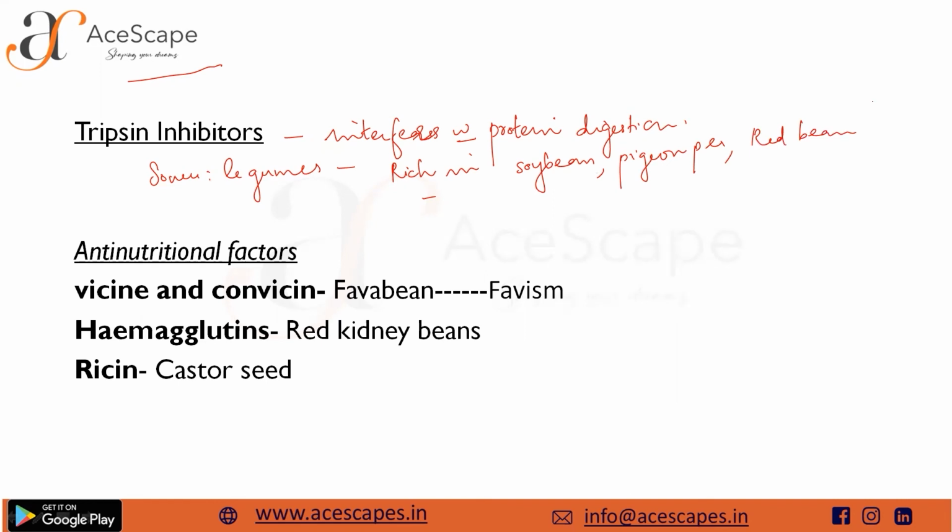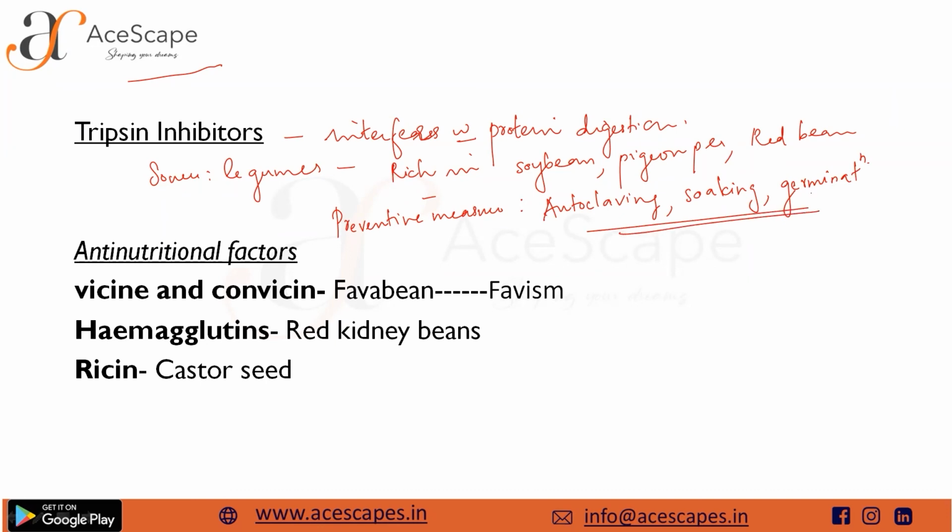So we know that when we are consuming all these things, we'll be getting these anti-nutrients, right? So for preventing this, what can we do? We can do cooking, right? So which are the preventive measures? We can go for autoclaving or cooking. Then we can soak it, or we can go for germination. So these are the treatments which we commonly use to reduce the amount of these anti-nutrients in our food.